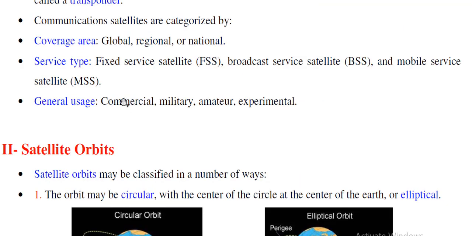There are many ways to classify satellites. We can categorize them based on their coverage area, whether they are national, regional or global and so forth. Or we can classify them by their service type: are they used for mobile services or for broadcast, TV, and so forth? And we can also classify them based on their general usage, as military satellites, commercial satellites, experimental, and so on.